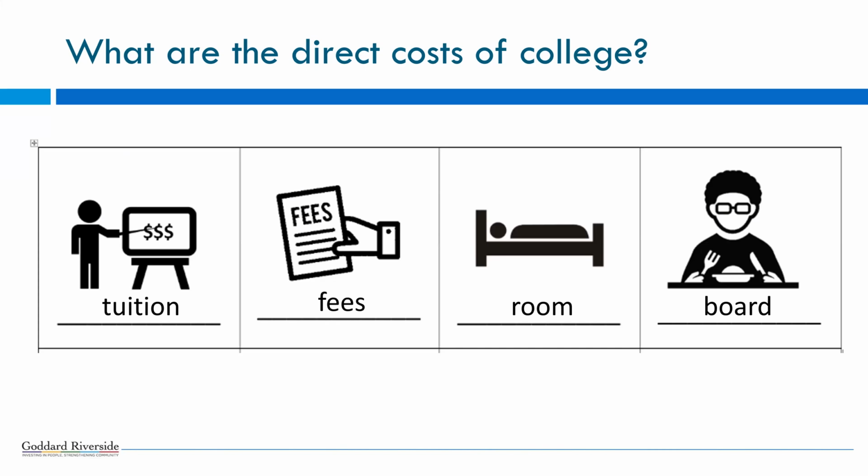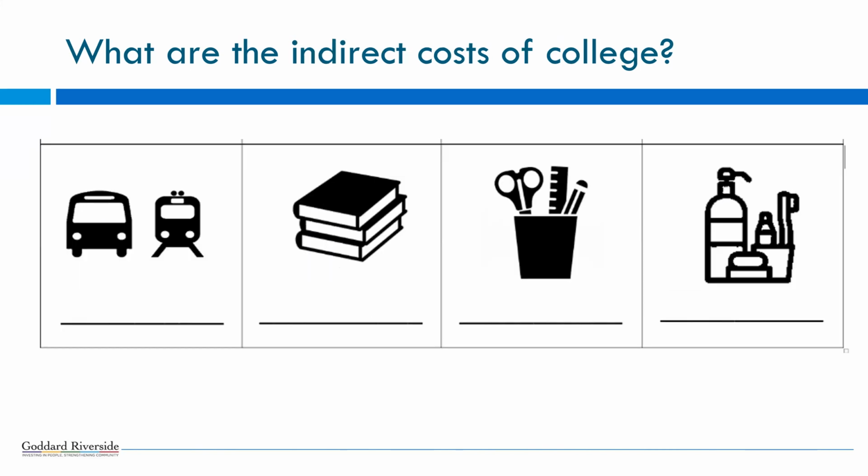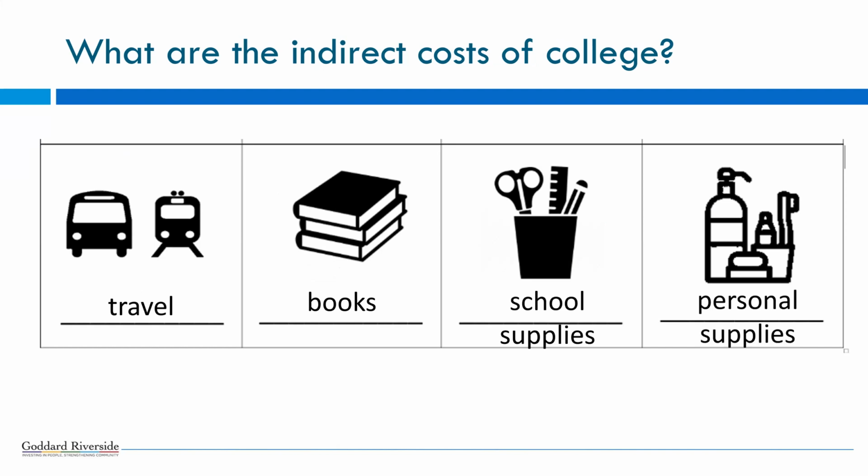Moving on to the second portion of costs, we have our indirect costs, and those are the costs that our students have to pay, or that your children have to pay to survive and to live, but aren't necessarily going to the school itself. And that's going to be travel, books, school supplies, and personal supplies, the things that they need to survive and live and to be able to attend school.